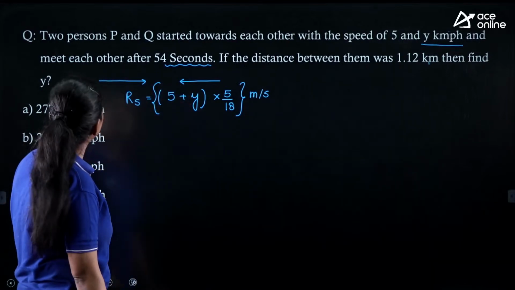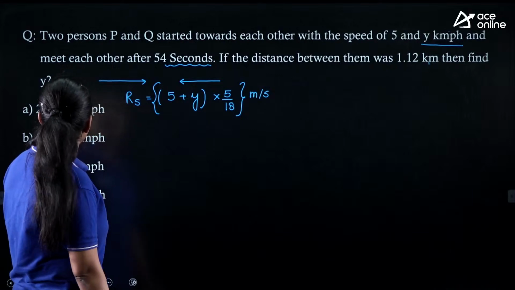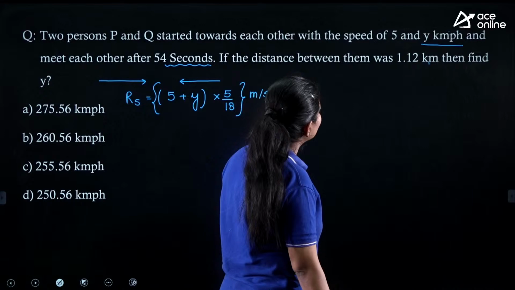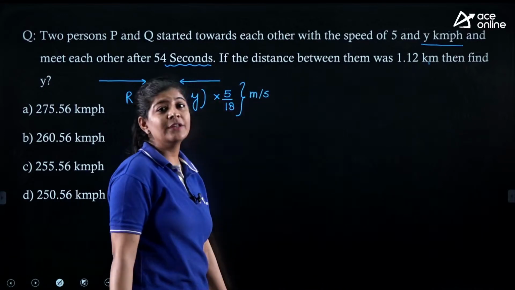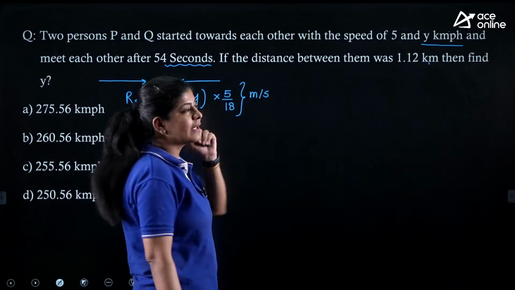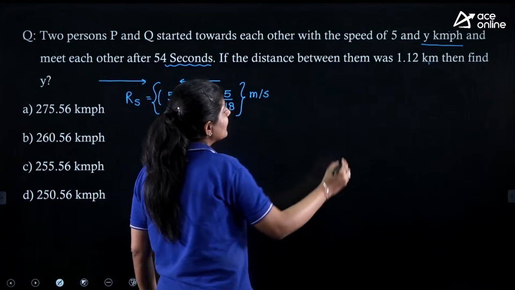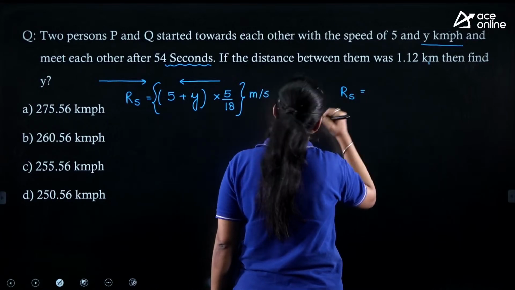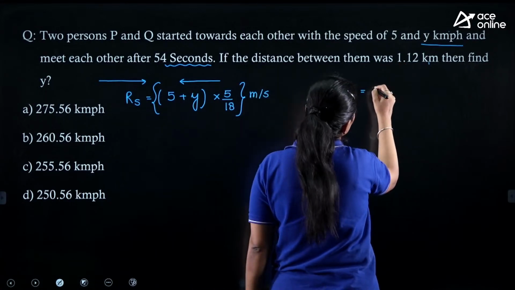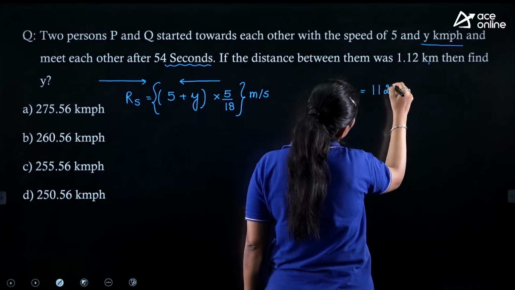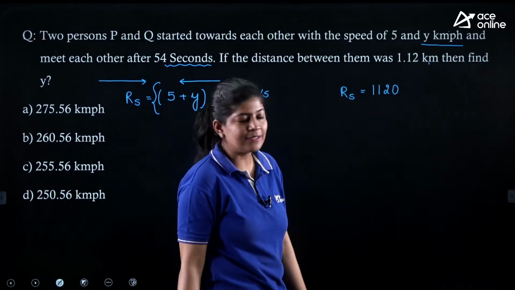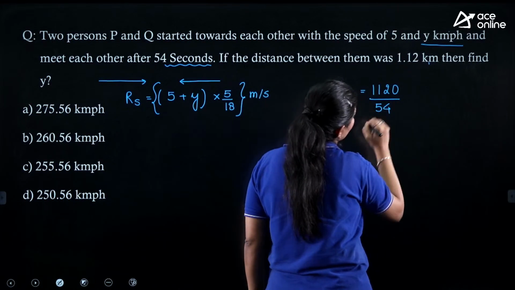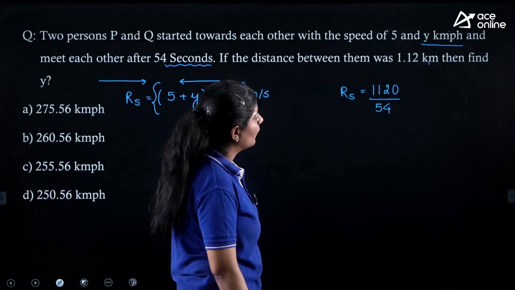Now, there's one more thing which is given over here, and meet after 54 seconds, okay. If the distance between them is 1.12 kilometers, okay, so are we able to calculate the relative speed? Yes. If we want to calculate this relative speed, we can say that this relative speed is nothing but 1.12 kilometers, so we can write it as 1120 meters, and we are just going to divide it by 54. What value are we getting?